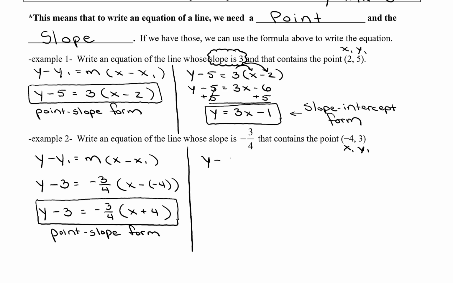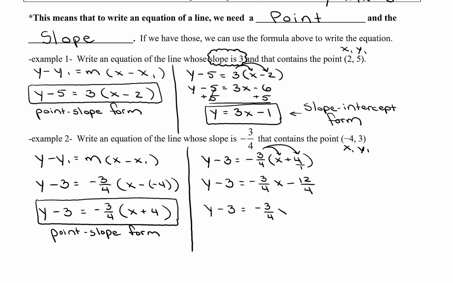I'm going to recopy my point-slope form. y minus 3 equals negative 3/4 times the quantity x plus 4. I'm going to draw arrows from the negative 3/4 to the terms x and 4 to show that I'm distributing. Then I have y minus 3 equals negative 3/4 x minus 12/4. Now I'm going to go ahead and write y minus 3 equals negative 3/4 x minus 3.